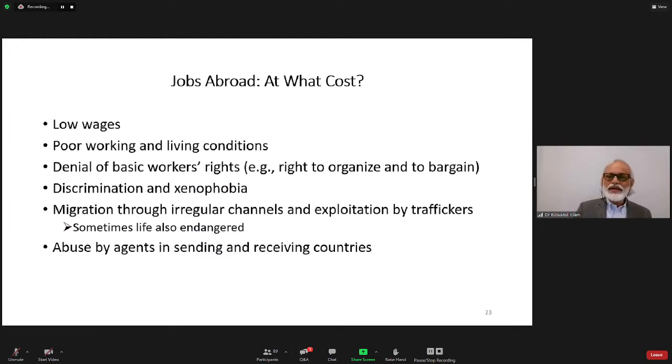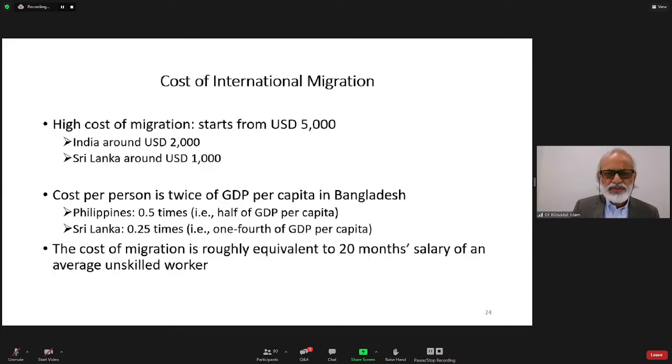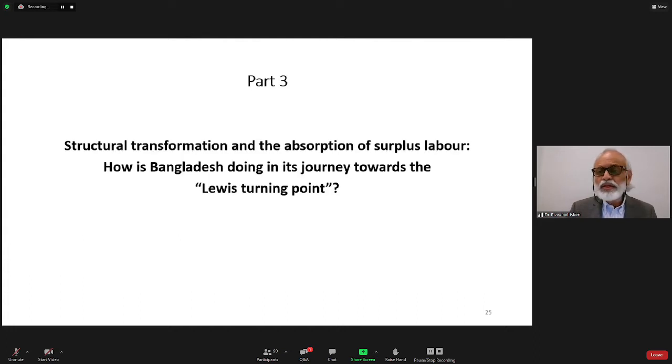And if we look at the overseas employment, cost of overseas employment, we all know what the situation is: low wages, poor working and living conditions, workers' rights denied. We know of discrimination and xenophobia. We know of migration through irregular channels and abuse by agents, both in the sending countries, in our own country, and in the receiving countries. We know how much it costs for example, in Bangladesh, it's now something like $5,000 per person on an average, which is much lower in other countries. And in Bangladesh, it's twice the GDP per capita, which is again much higher than in other countries.